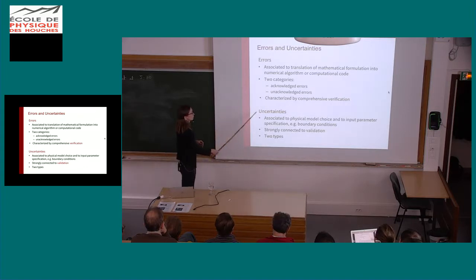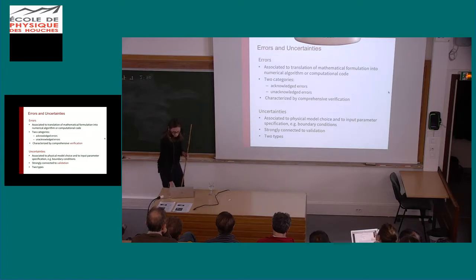On the other hand, uncertainties are associated to the physical model choice and to the input parameter specifications, such as your boundary conditions. This is much more strongly connected to validation, right? So errors are a mathematical problem. This is much more a physics problem in a sense. Then in uncertainties, we again distinguish between two types.